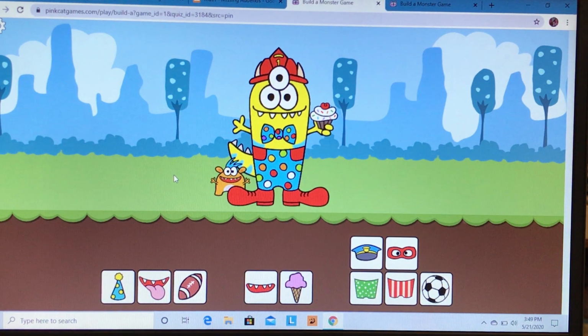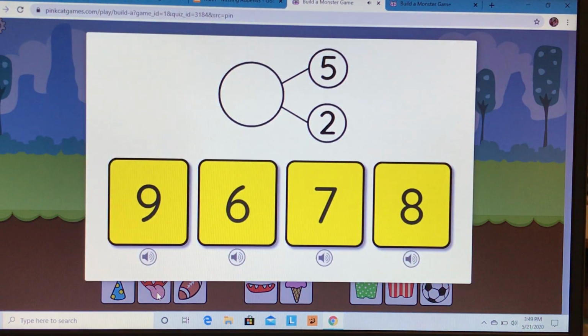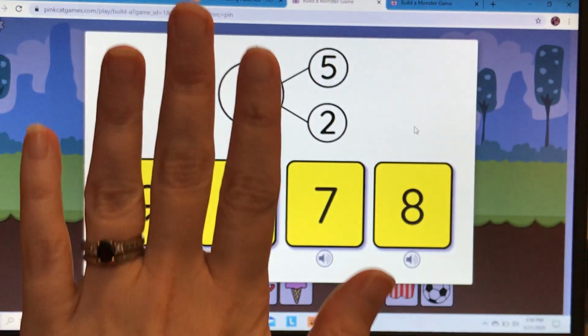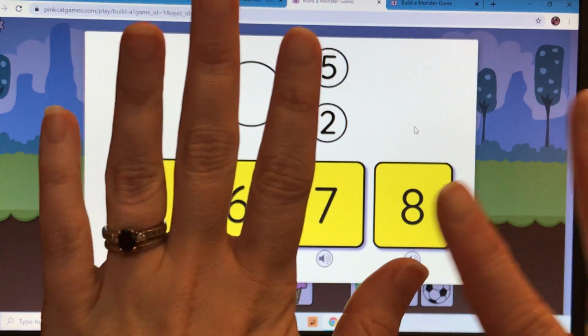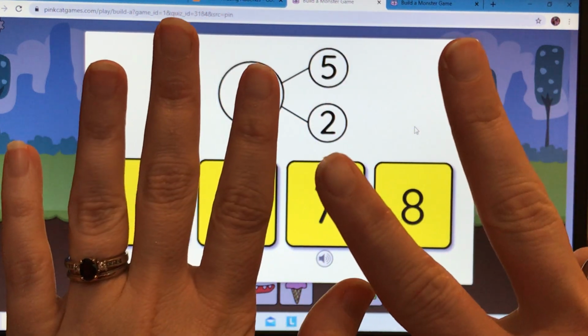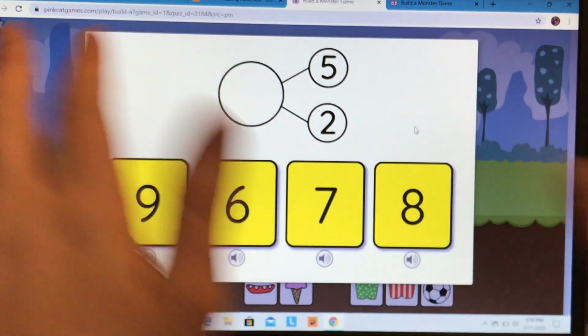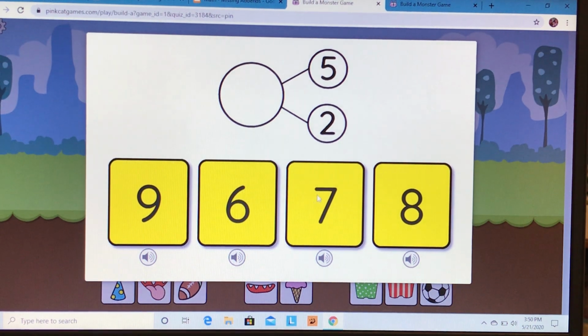And let's give our monster a funny mouth with a tongue. Here we're given the 2 parts, and we need to figure out what it makes. You're given a 5 and a 2. Let's think about adding those parts together. We have 5, we have 2. When we put it together, it makes 7.